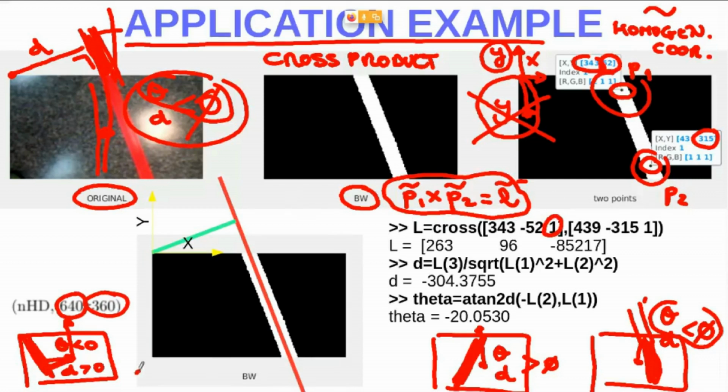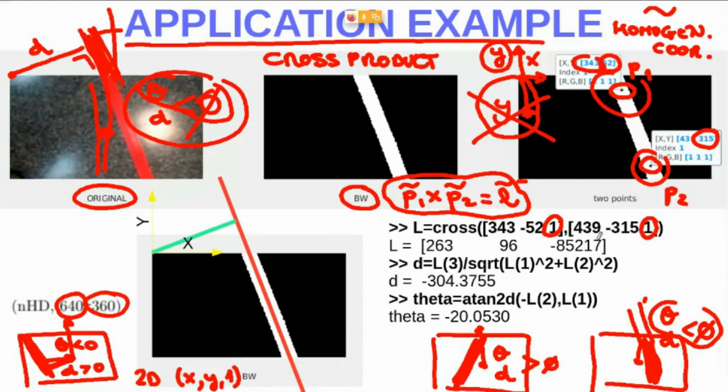So a two-dimension point in homogeneous coordinates will be x, y, and one, okay? Always one. And also, the other point, point two, in the homogeneous coordinates will be 439, here you are, 350, but negative, okay? And the one, in order to get the point in homogeneous coordinates. When you apply the cross product, okay, I hope that you remember what's the cross product, okay? When you do this cross product, that is mathematically built in MATLAB by the command cross, you get the equation of the line, okay?